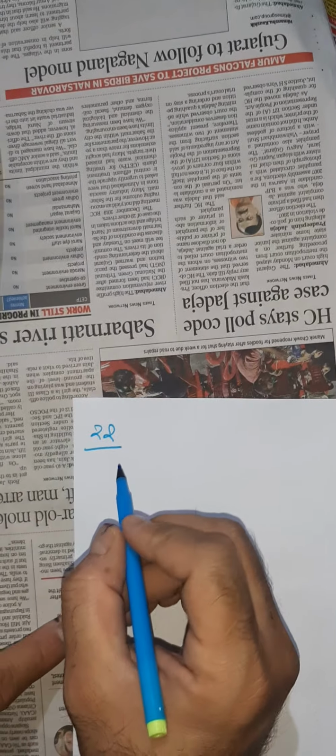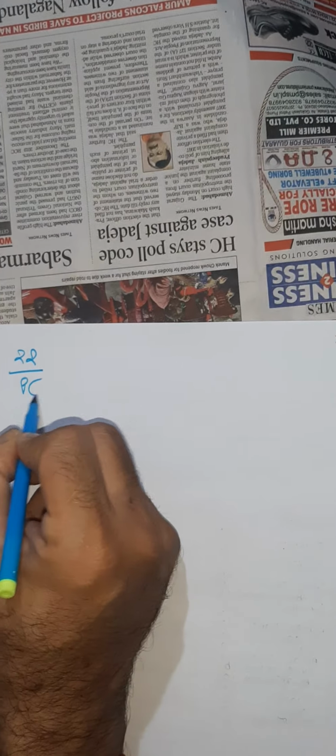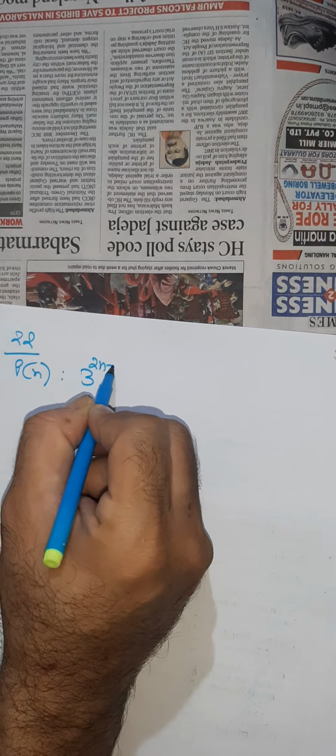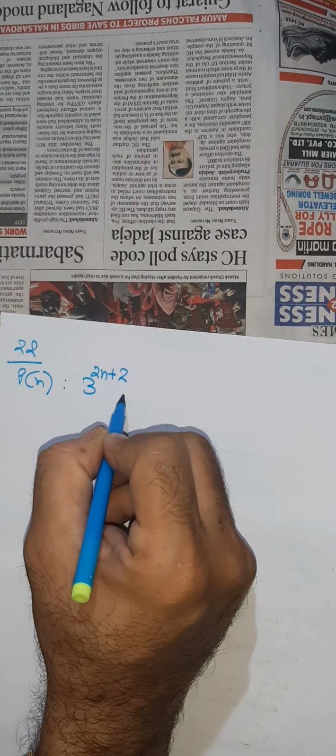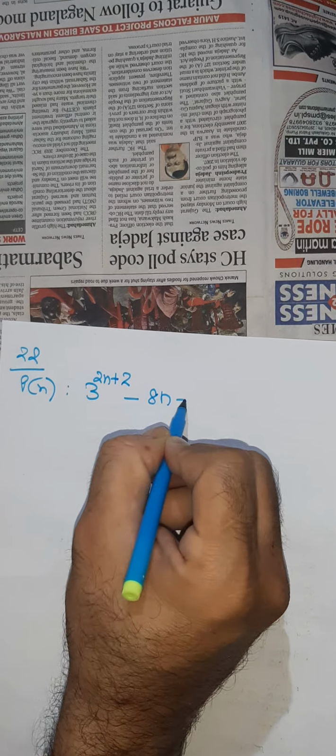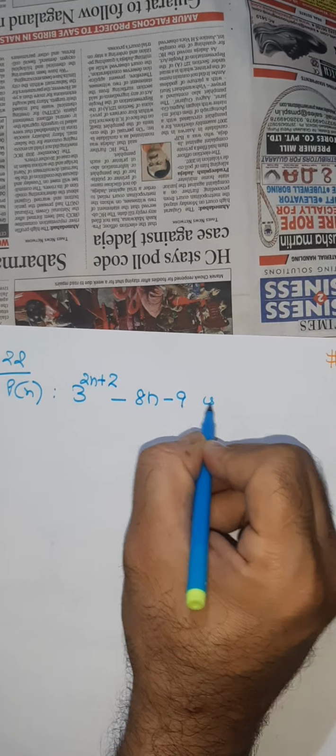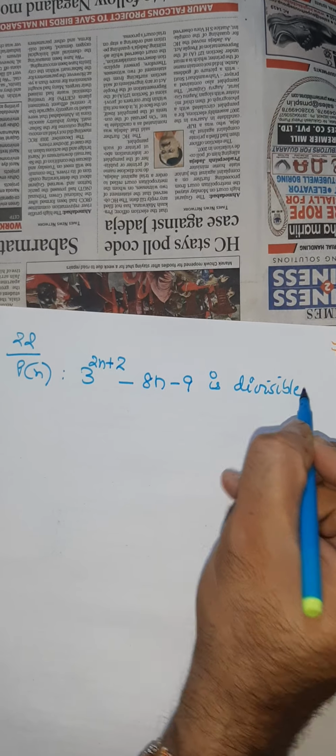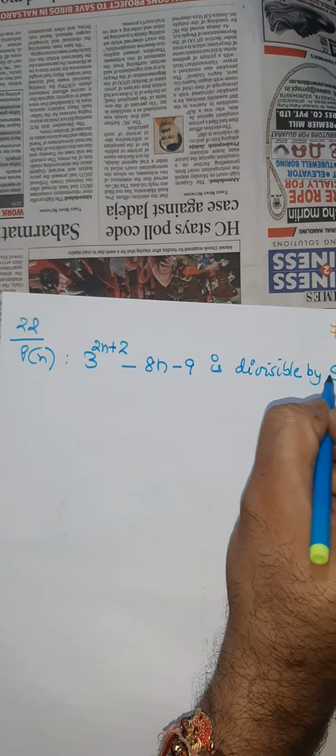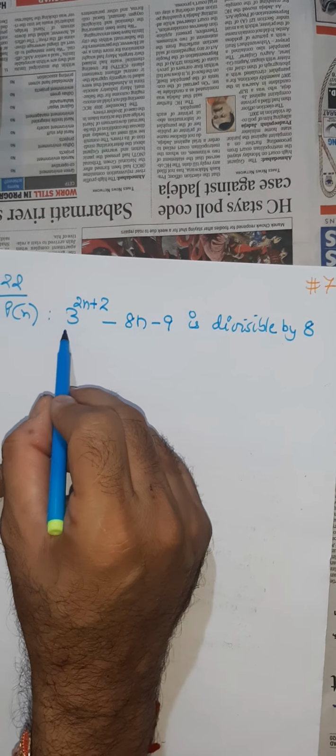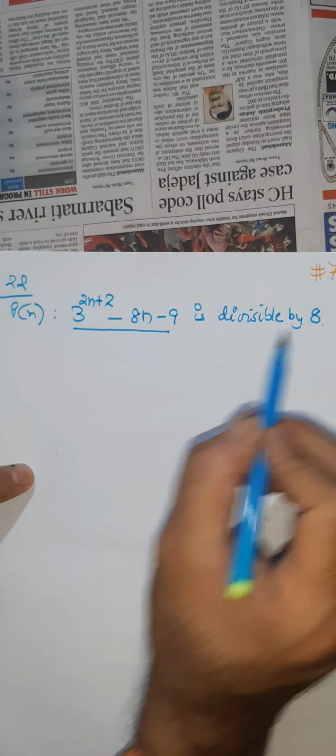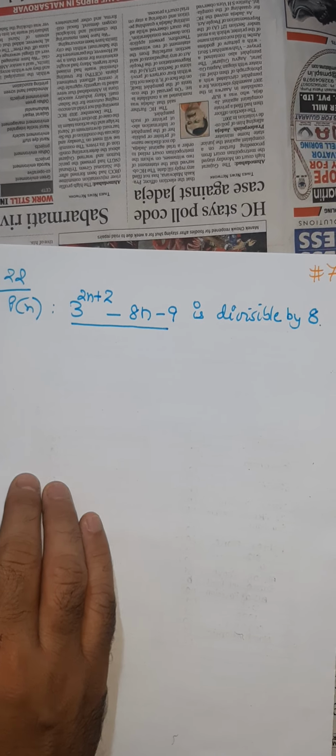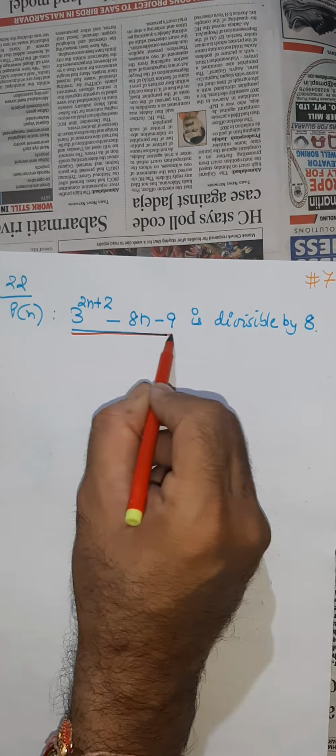Question number 22. Your statement Pn is: 3 raised to 2n plus 2 minus 8n minus 9 is divisible by 8. It means indirectly this is a multiple of 8. The procedure is the same as the previous question. There the word multiple was used, here the word divisibility is used.